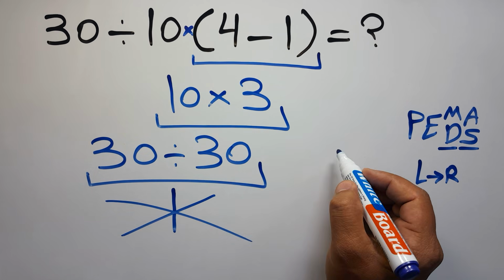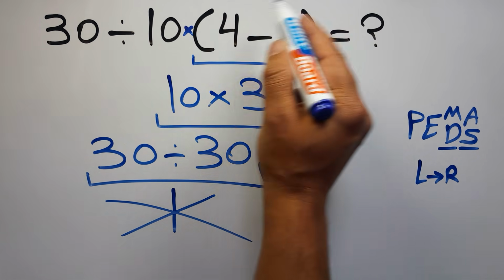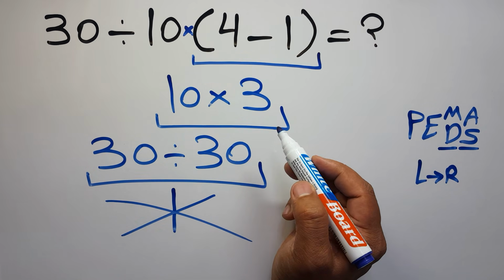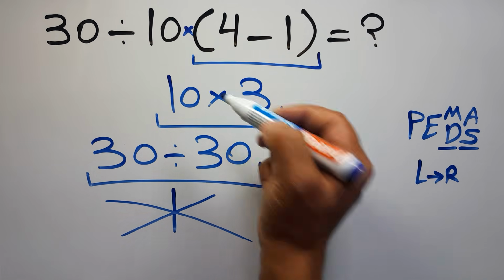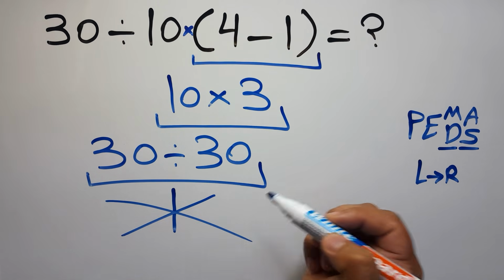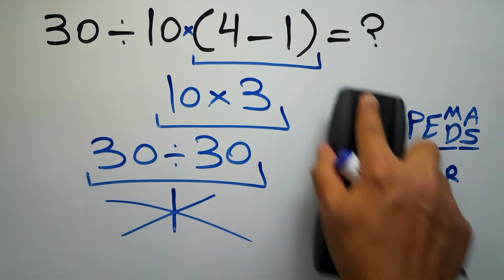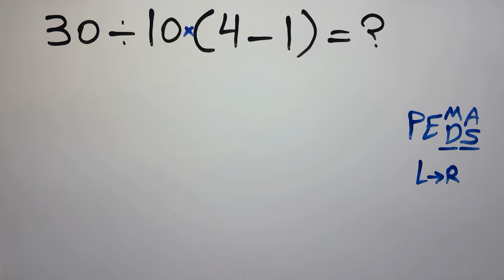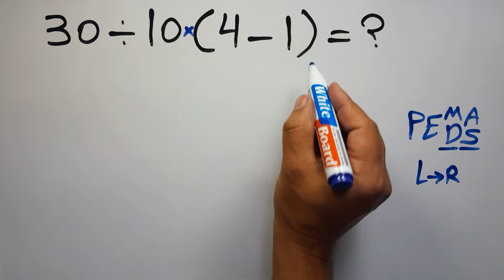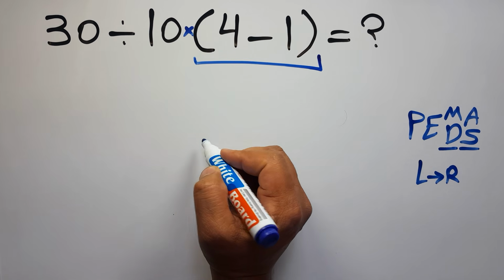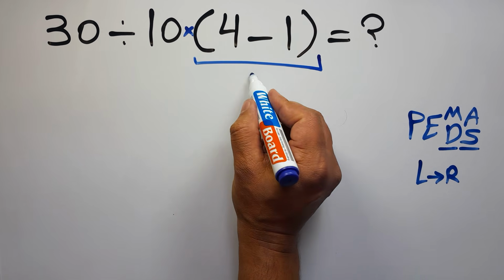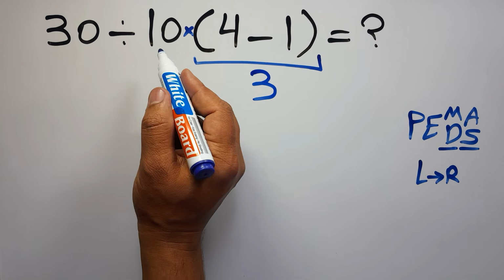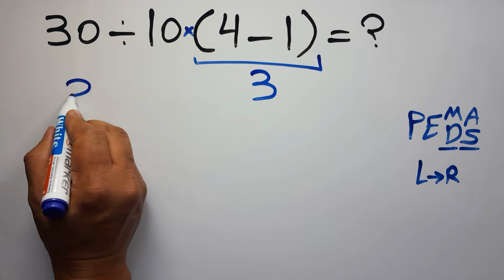Okay, so according to PEMDAS, first we have to do this parentheses, then this division, and finally this multiplication. If we do this multiplication before this division, it is wrong. So first we have to do this parentheses. Inside this parentheses we have 4 minus 1, which equals 3. So we have 30 divided by 10 then times 3.